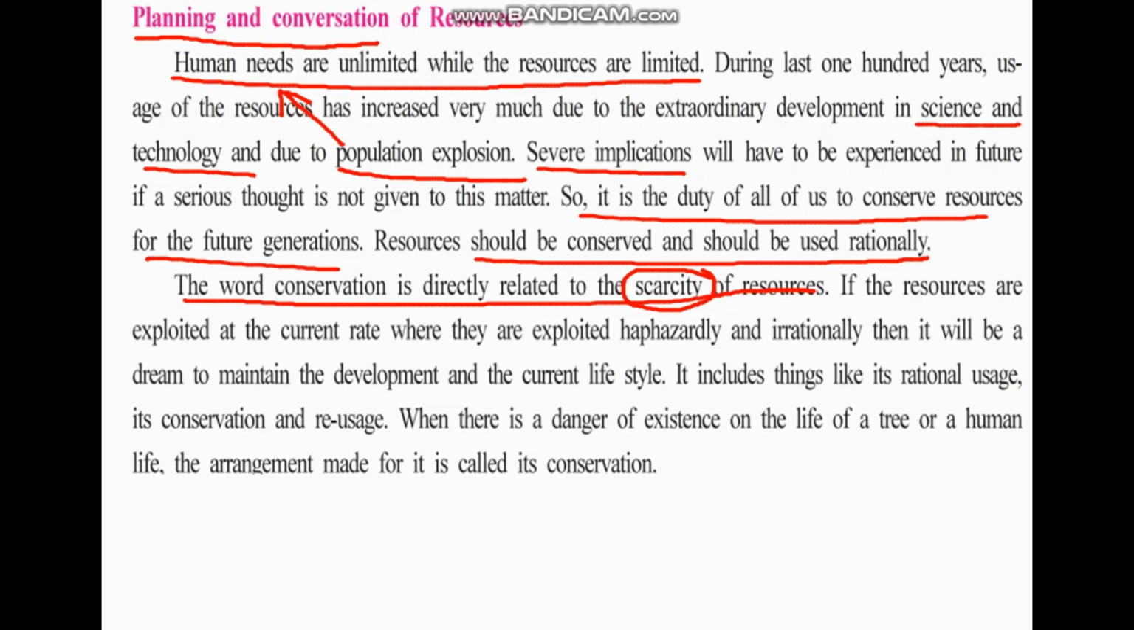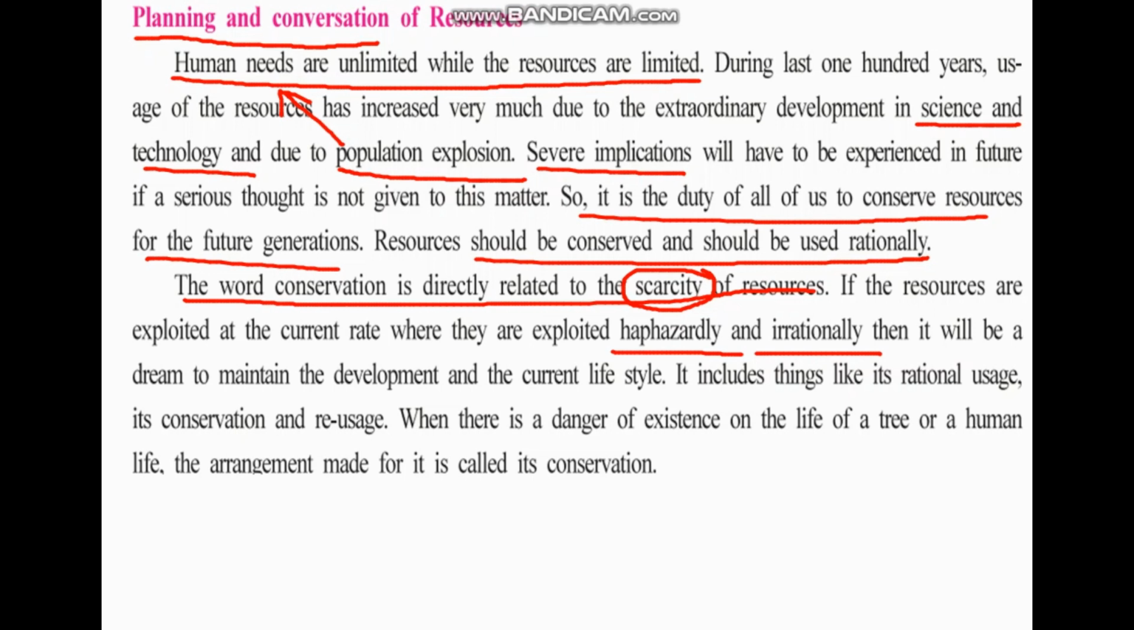If the resources are exploited at the current rate, haphazardly and irrationally, then it will be a dream to maintain the development and current lifestyle. We are using the resources in a very bad manner, not in a systematic manner, and without thinking. If we continue to do so, we are going to face a severe shortage of those resources in the near future.